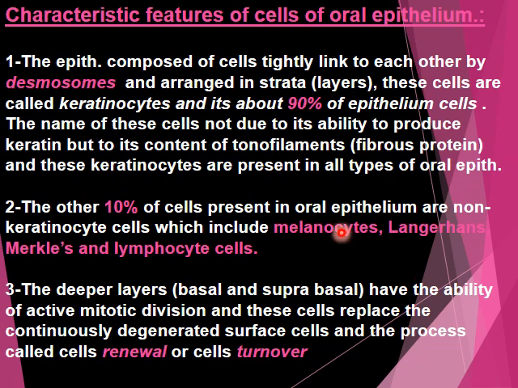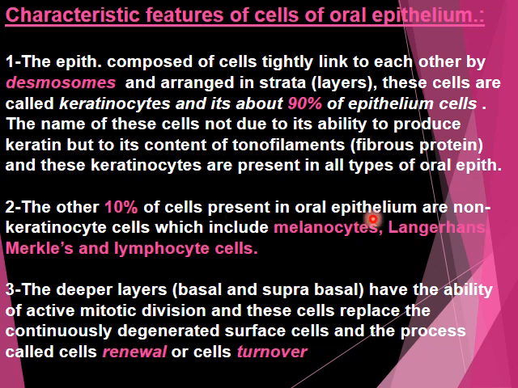The characteristic features of the oral epithelium present in the oral mucosa. First, the epithelium is composed of cells tightly linked to each other by desmosomes and arranged in strata, meaning layers of cells. These cells are called keratinocytes, and they make up about 90% of the epithelial cells. The name keratinocyte is not due to its ability to produce keratin, but to its content of tonofilaments, which are fibrous protein. And these keratinocytes are present in all types of oral epithelium: keratinized, parakeratinized, and non-keratinized.